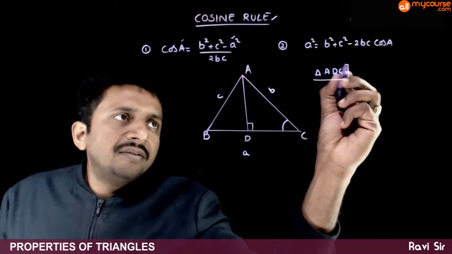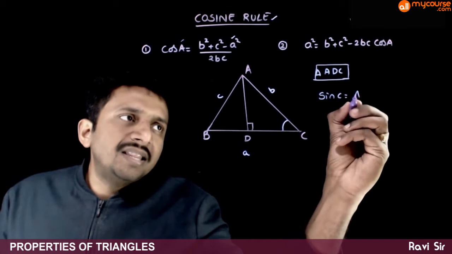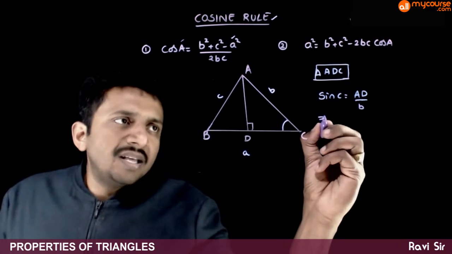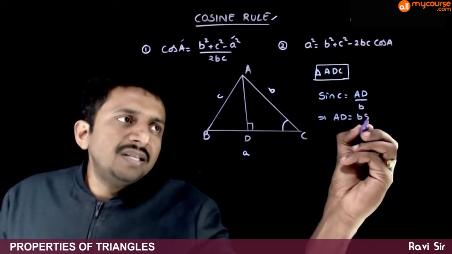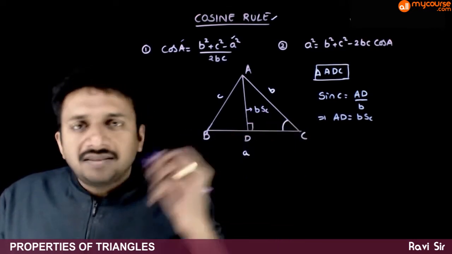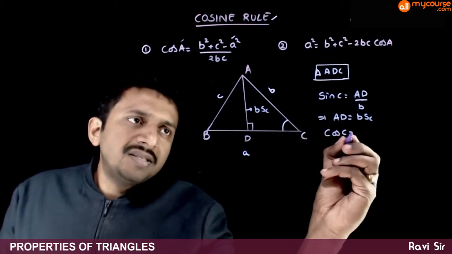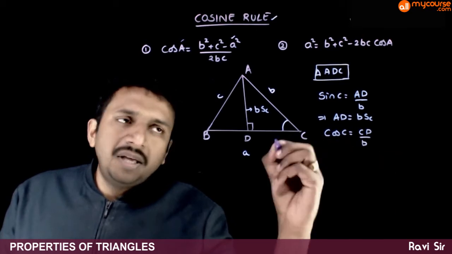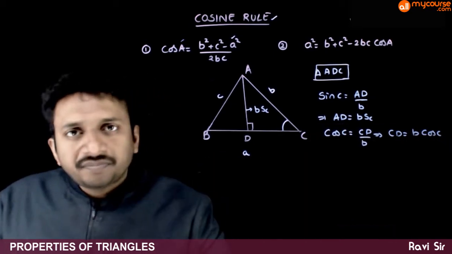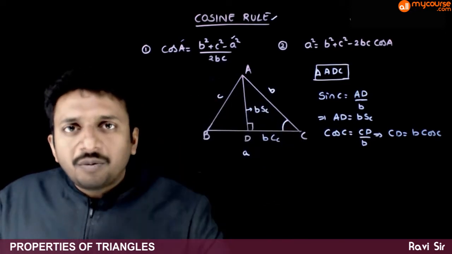So in this triangle, what is sine C? Sine C is nothing but the opposite side AD by AC, which is b. This implies AD will be equal to b sine C. So this side will be equal to b times sine C. Now if you take cos of angle C, cos C is equal to CD by b. This implies CD is equal to b cos C. So this is b sine C, this is b cos C. This is the cos component, this is the sine component.